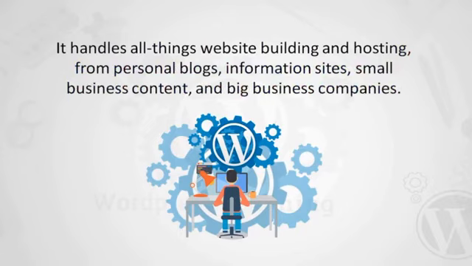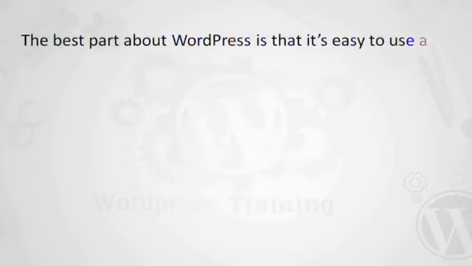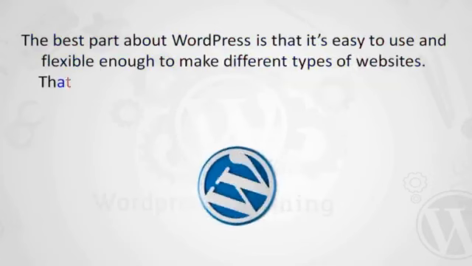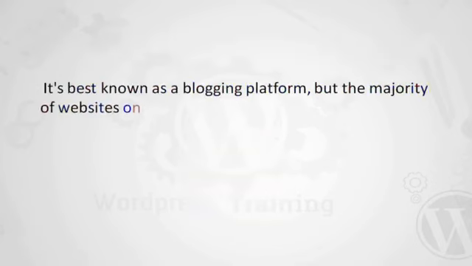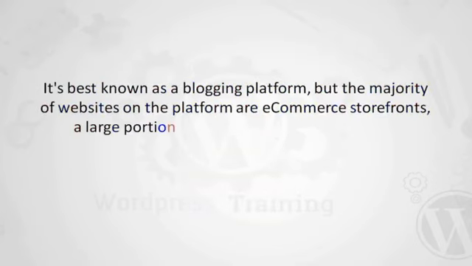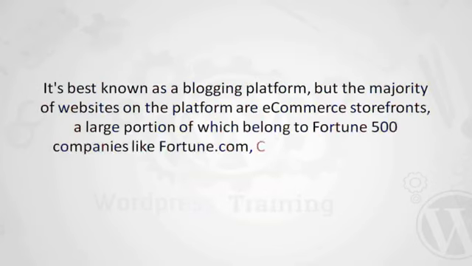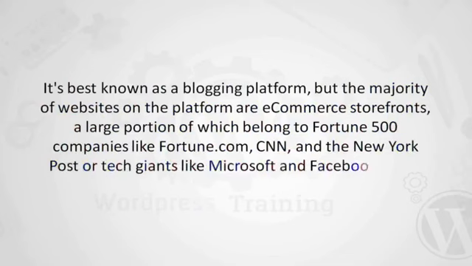The best part about WordPress is that it's easy to use and flexible enough to make different types of websites. That's the main reason why WordPress has grown so much in popularity. It's best known as a blogging platform, but the majority of websites on the platform are e-commerce storefronts, a large portion of which belong to Fortune 500 companies like Fortune.com, CNN, and the New York Post, or tech giants like Microsoft and Facebook News.